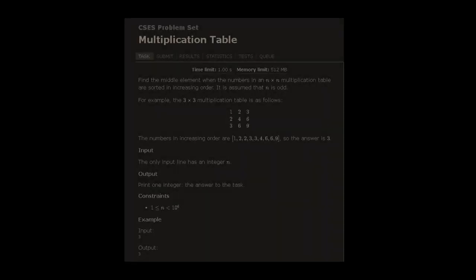Someone asked this question under my last video about binary search, which you can find in the description. I really liked the question and decided to make a video about it. There's an n by n multiplication table where n is odd. Find the middle element when the numbers in the multiplication table are sorted in increasing order.